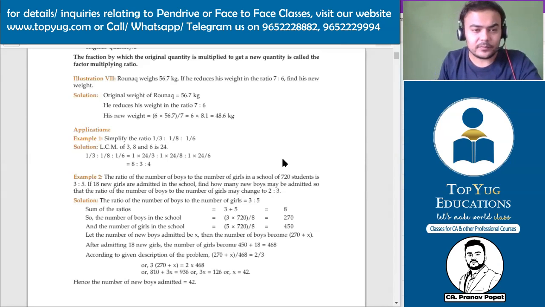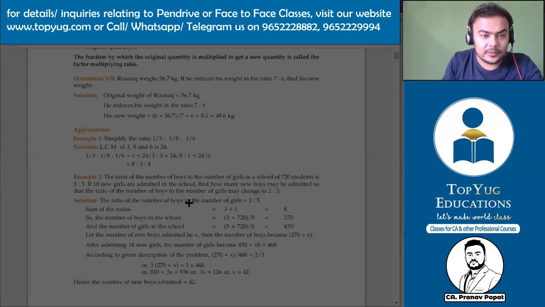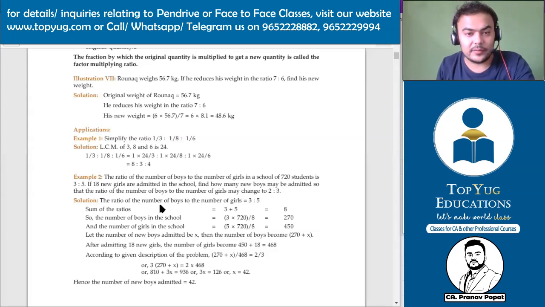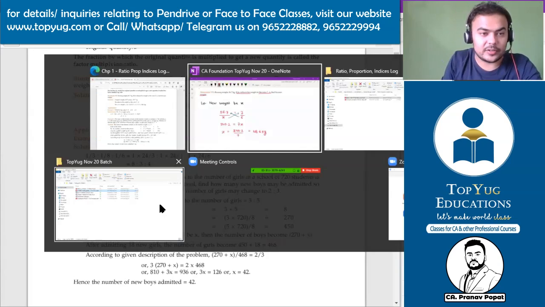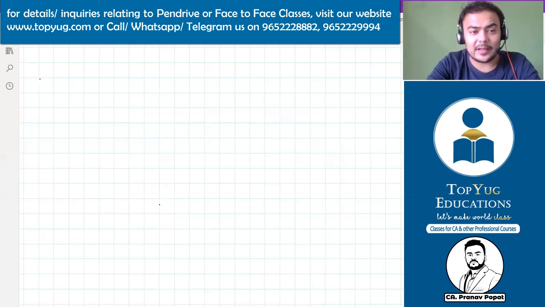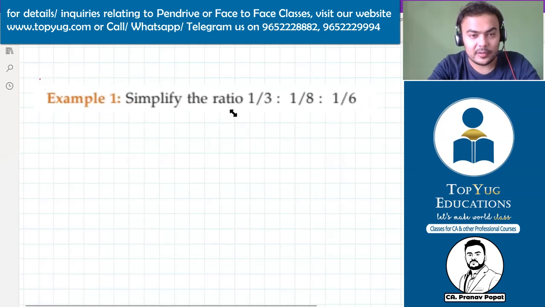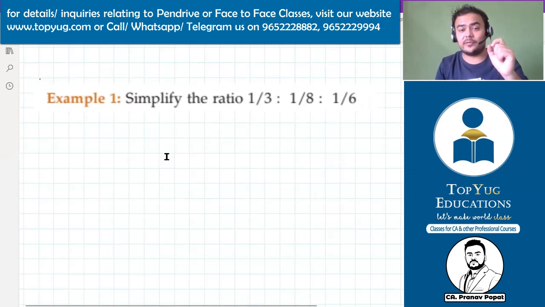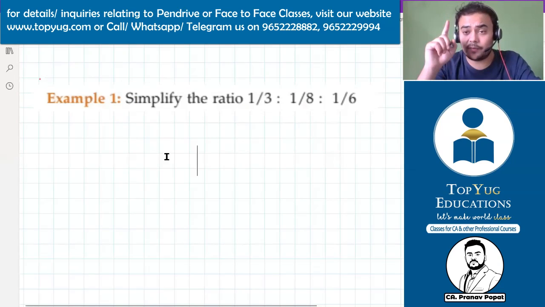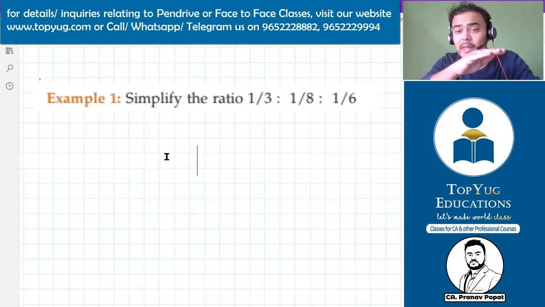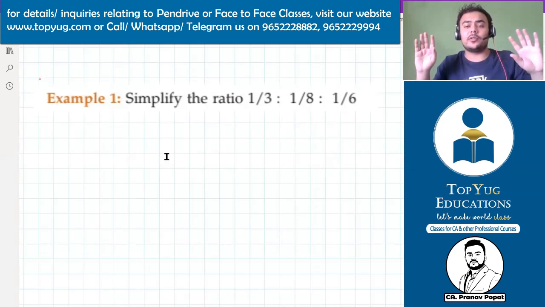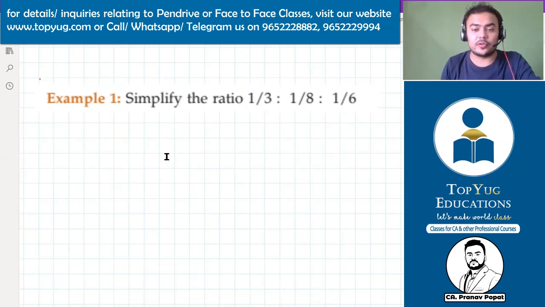Now this is also a good example. Simplify the ratio 1/3 : 1/8 : 1/6. Now this is the question. Equivalent like fractions, we have already discussed this, right? Now you want to simplify this. The first step is to make their denominators the same. Once you make their denominators the same, you can just ignore the denominator and write the numerators as their ratio.